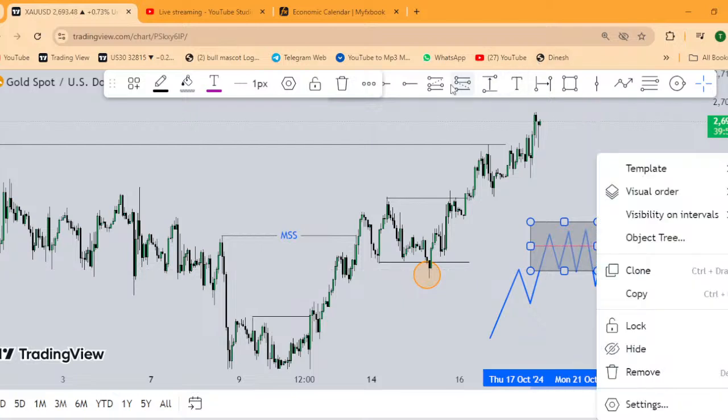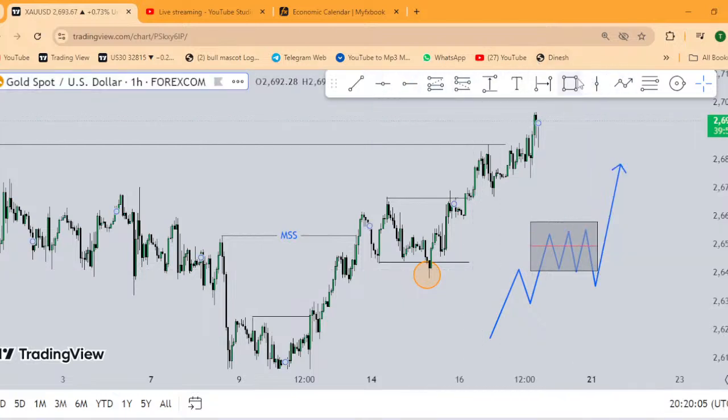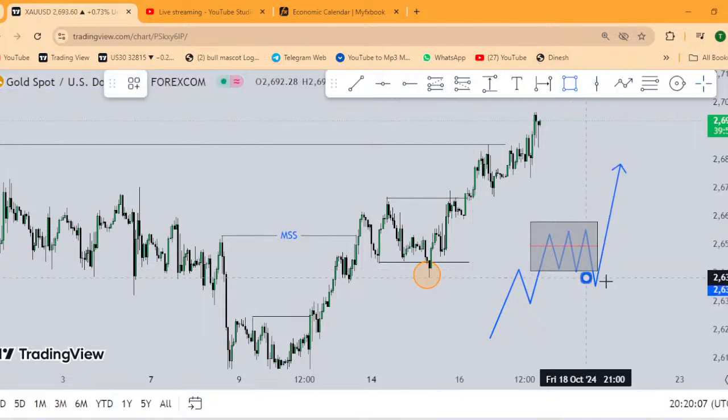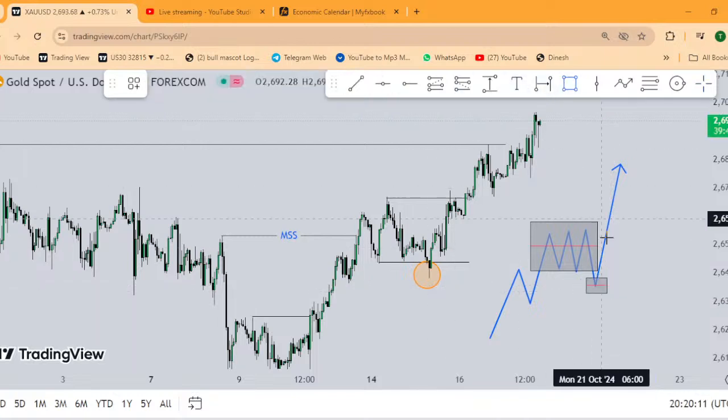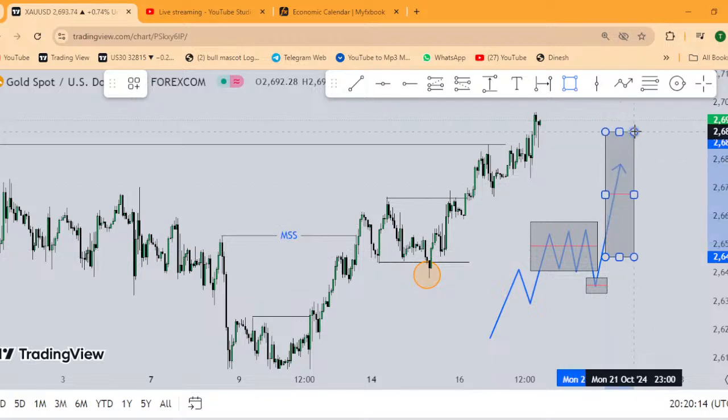Then we have a manipulation cycle down to give us this sweep. Then we have a distribution. That will be the expansion away from this manipulation leg. So that's what happened here.